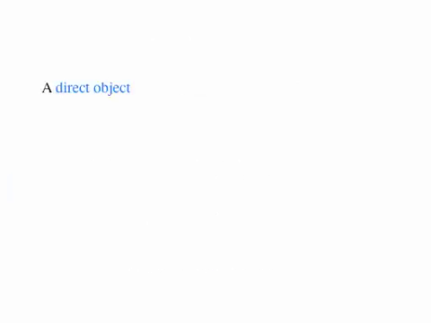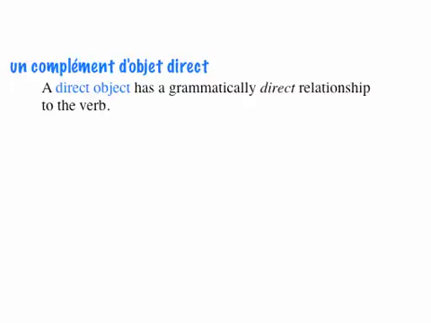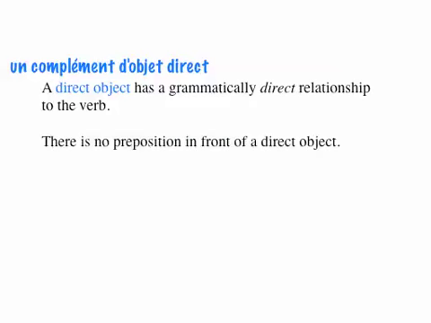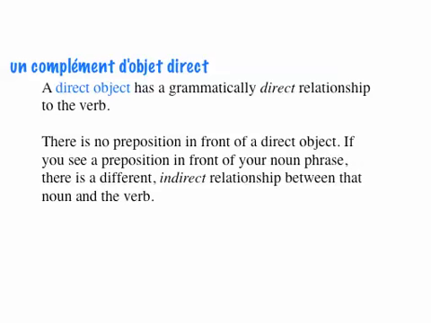A direct object, complément d'objet direct, has a grammatically direct relationship to the verb. What that means, grammatically direct relationship, just means that there's nothing in between the two of them. There's no preposition in front of a direct object. If you see a preposition in front of your noun phrase, then there is a different indirect relationship between that noun and the verb, and that's something that we'll see later in the semester with indirect objects.